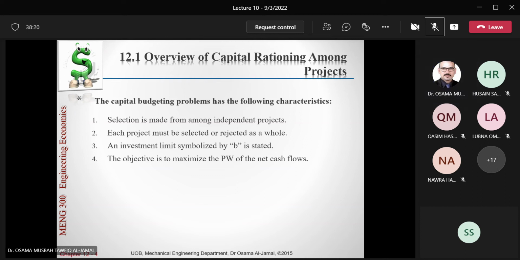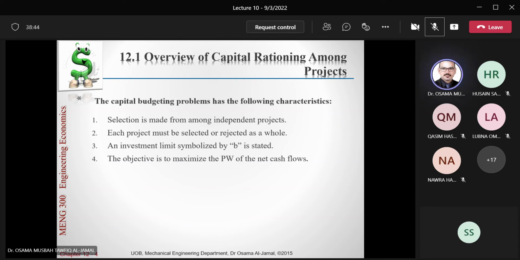Let's take an example of buying a car. If you have money and you want to buy cars, if it is for your personal use, you're going to buy only one car, only one. Why go for more than one? Select one and only one. That will be a mutually exclusive project.